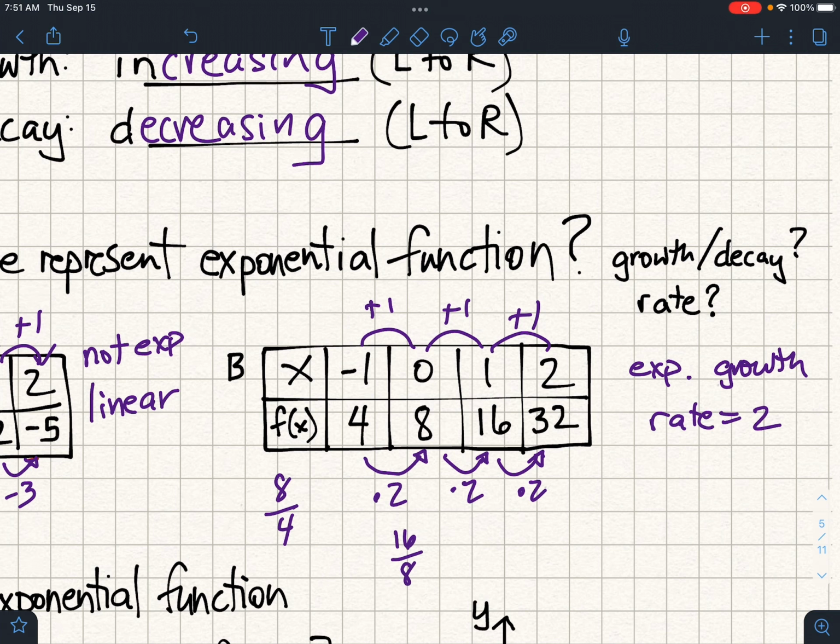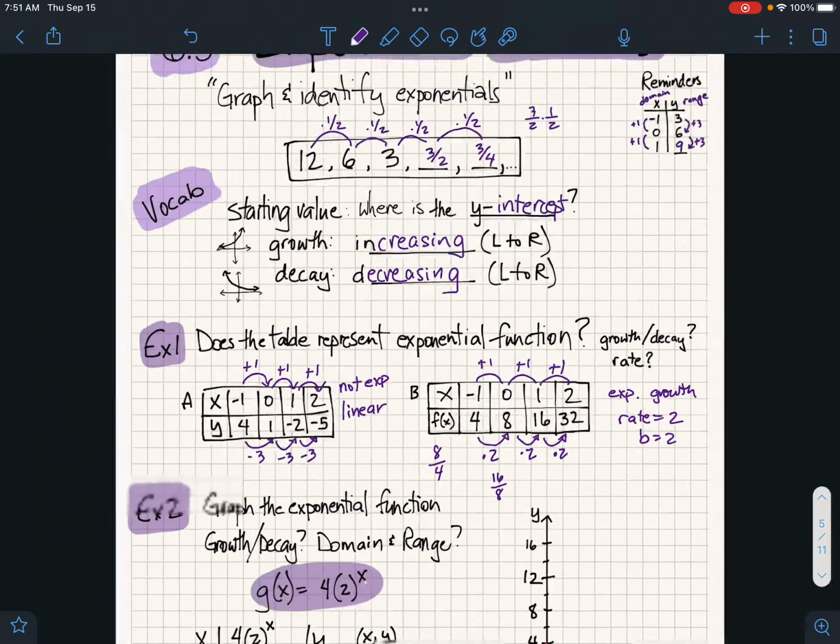All right. Later on, I'm going to actually call that a letter. We're going to say b equals 2. But that's actually tomorrow's lesson, or 6-4.